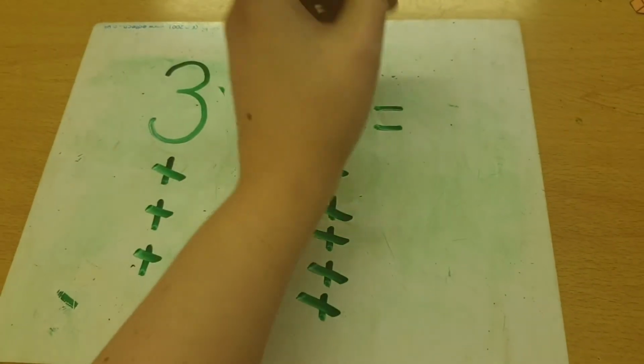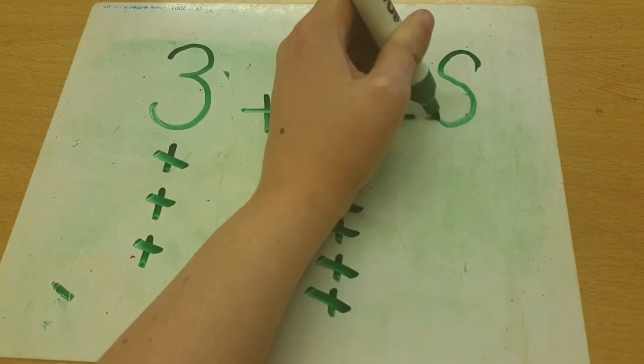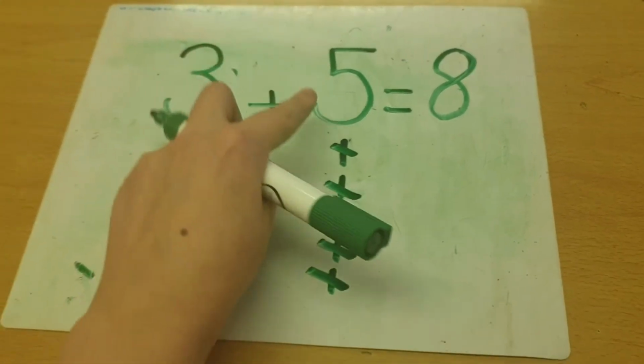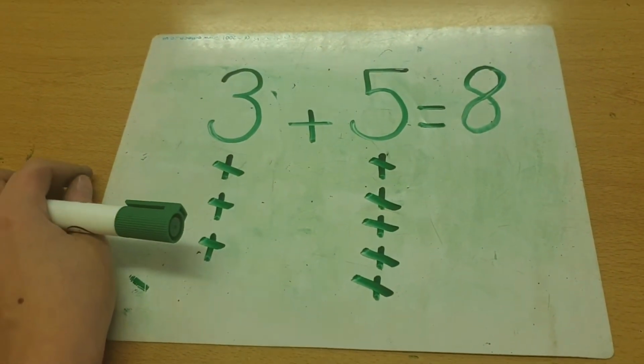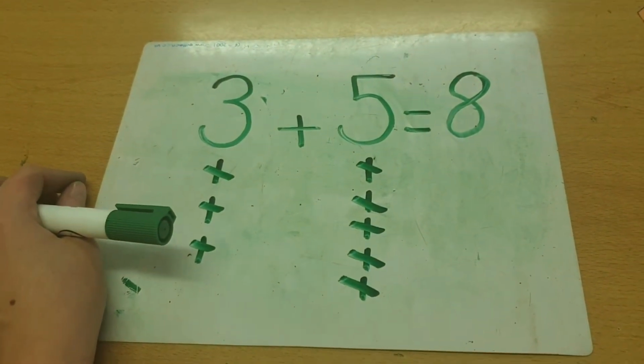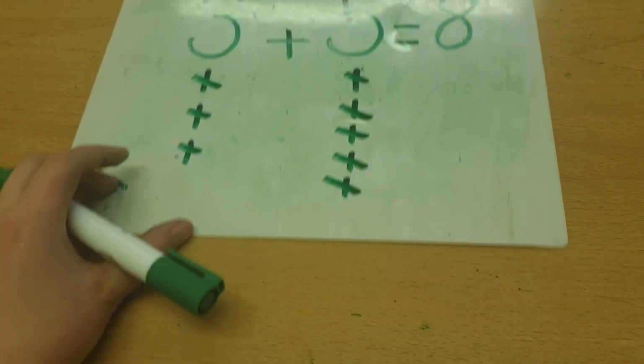So I'm going to write my 8 here. And I don't have to leave a little gap this time because I haven't got any tens. So 3 add 5 equals 8. Brilliant work. Well done. Let's have a look at another one, shall we?